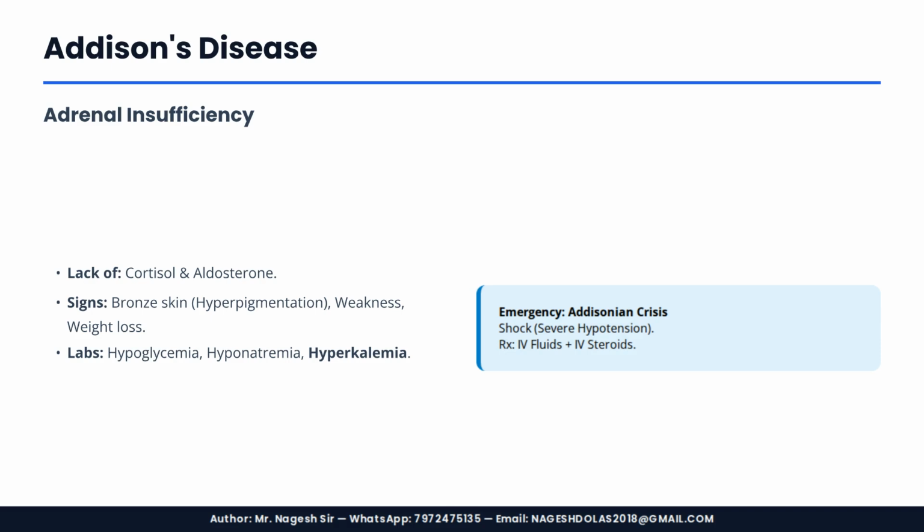Addison's disease is adrenal insufficiency, a lack of cortisol and aldosterone. Signs include bronze skin hyperpigmentation, weakness, and weight loss. Labs show hypoglycemia, hyponatremia, and hyperkalemia.